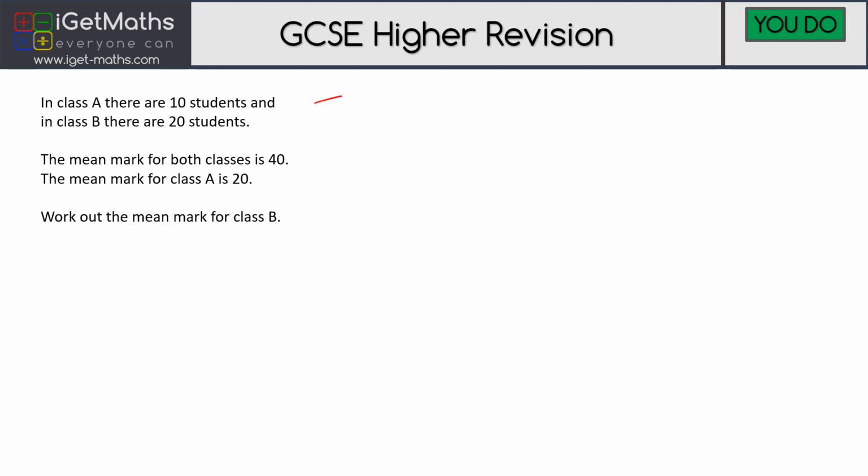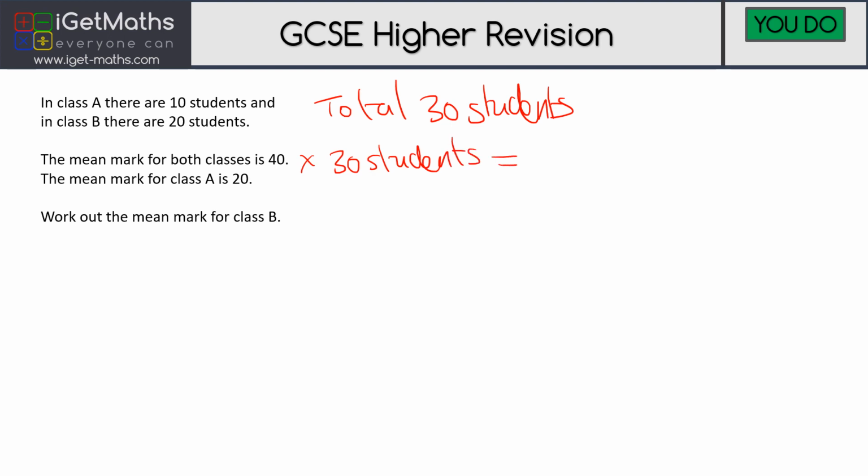We've got a total of 30 students. We want to work out the average, which was 40 for both classes, so we want to find out the total. So what we're going to do is 40 times 30 students. This will give us a total mark. So 4 times 3 is 12, and we've got 0 and 0, so that's 1,200 marks.